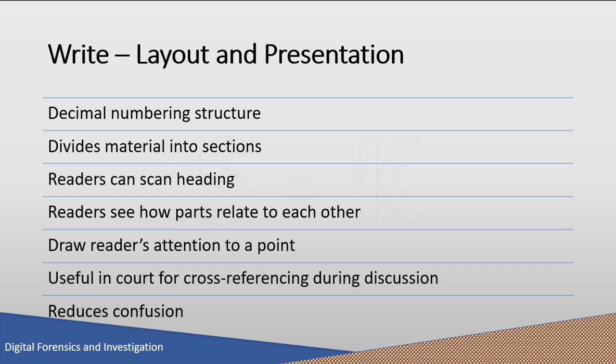A report using the decimal numbering system divides material into sections and restarts numbering with each main section. With this system, readers can easily scan the headings and understand how one part of the report relates to another part of the report.